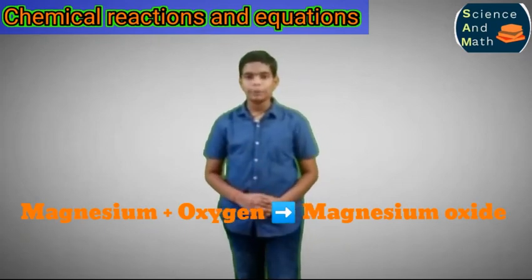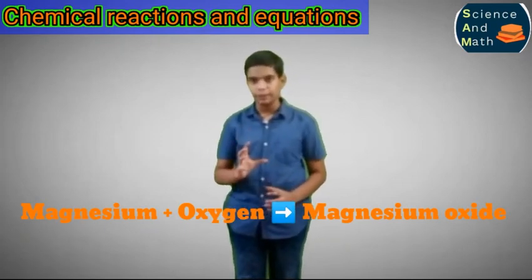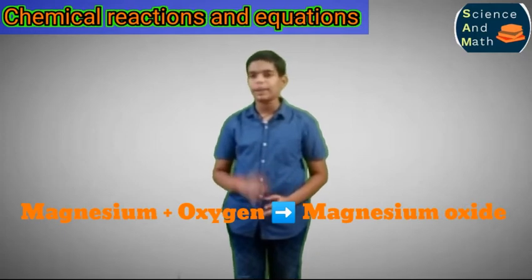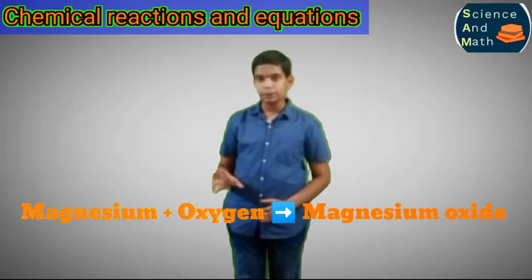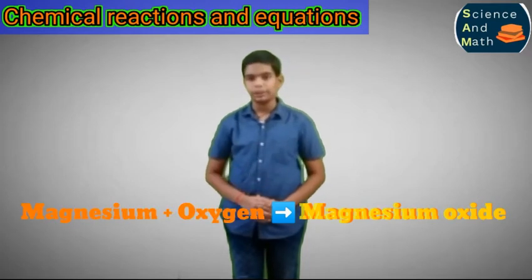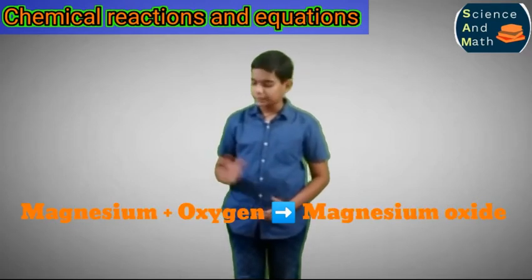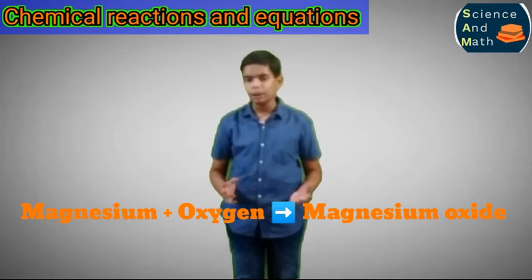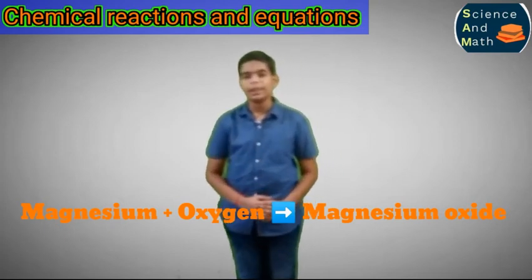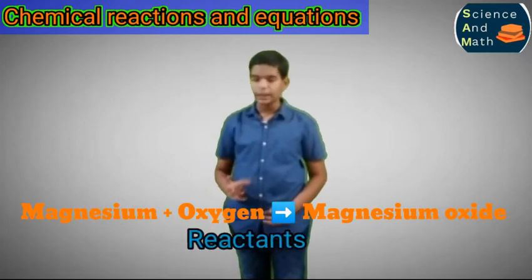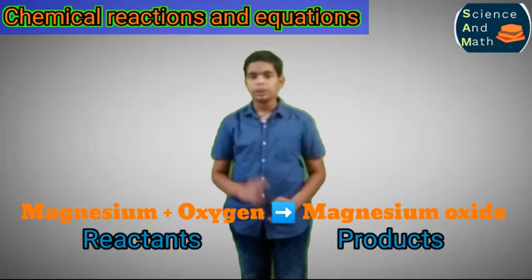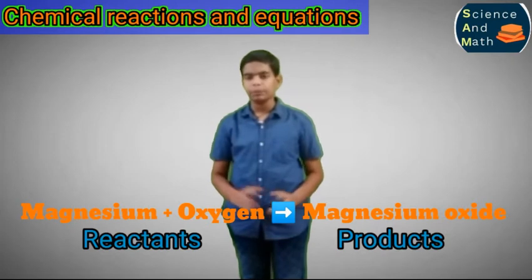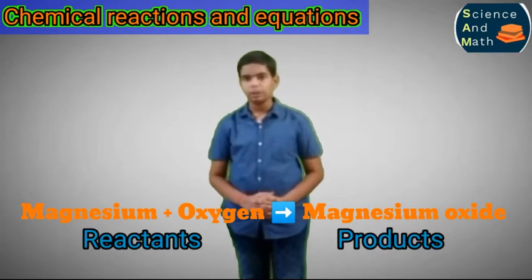So friends, if you observe this word equation carefully, you can find that there are mainly two parts in this equation. Those are the LHS of the equation and the RHS of the equation. That means the tail side of the arrow and the head side of the arrow. What are they called? Yes, you are absolutely correct. They are called the reactants and the products. The reactants are those substances which interact with each other to form new substances.